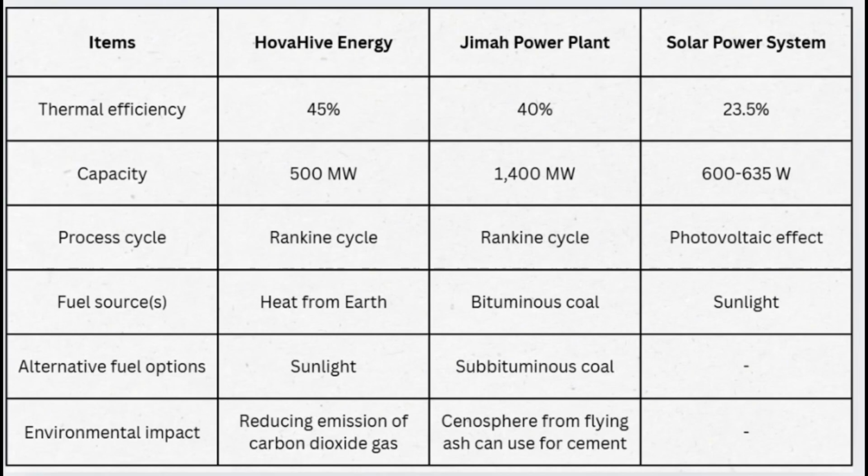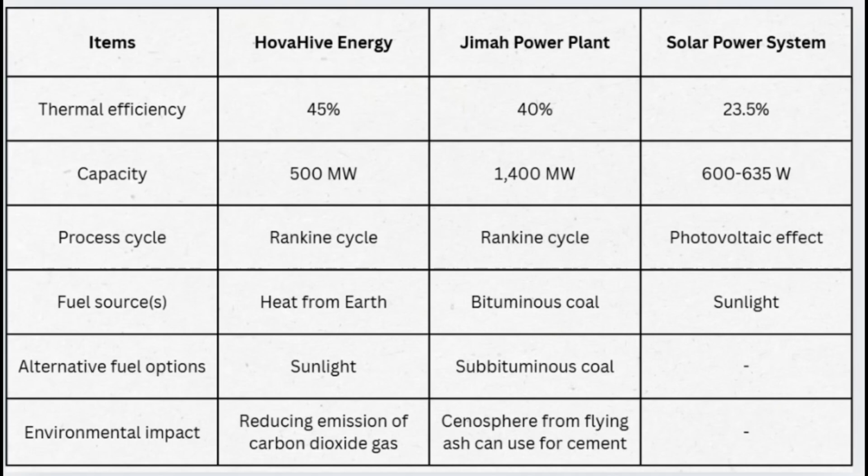So in terms of thermal efficiency, we are able to produce 45%, while for GMA it is 40% and the solar power system is around 23.5%. For capacity, we are able to produce work of around 400 megawatts. GMA is around 1400 megawatts. And lastly, for solar it is around 600 to 635 watts.